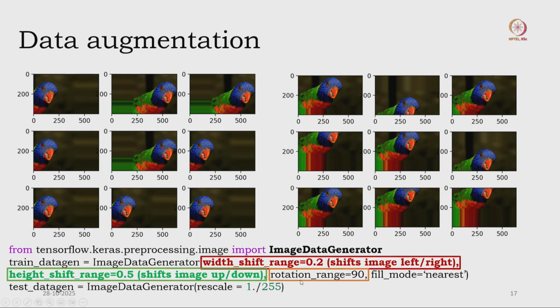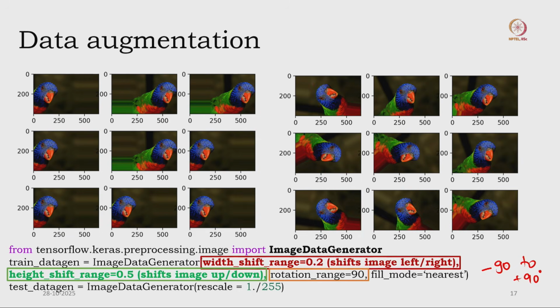And the last one we have is the rotation. What is rotation? When we write here 90 degrees, the minute you write 90 degrees, it is minus 90 to plus 90 degrees. So you can have the orientation in all of these. For one image you can have 90 degrees, for one image you can have 87 degrees, for one you can have minus 45 degrees. So this is the example for rotation.